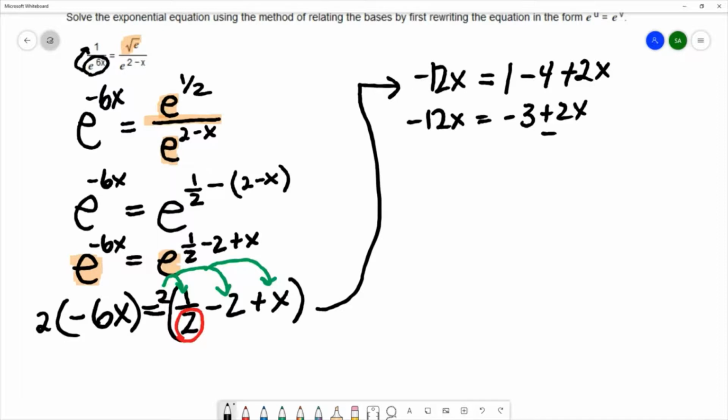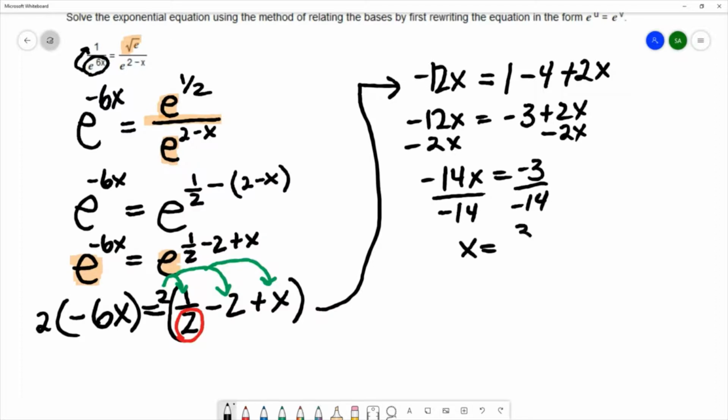I'm going to group the x's together, so I'll subtract 2x on both sides. That's negative 14x equals negative 3. And I'll divide both sides by negative 14 to get the x by itself. That reduces to 3/14. So the solution to 1 over e to the 6x equals square root of e over e to the 2 minus x is 3/14.